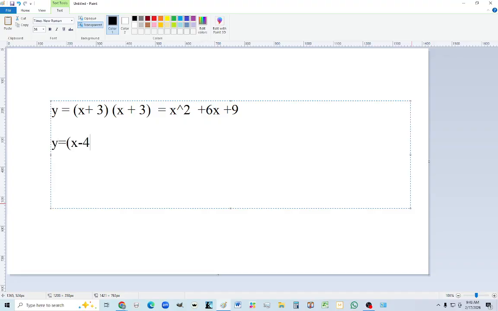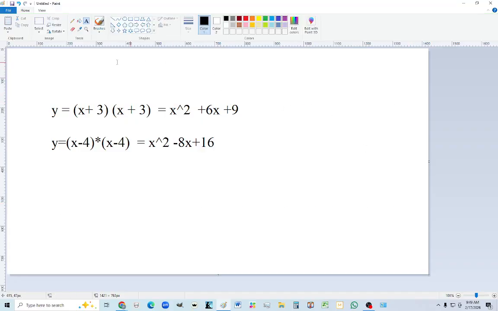This is also a perfect square, but with negatives. It's a perfect square because both those factors are the same. This one becomes minus 4x, which is minus 8x, plus 16. But let's notice this pattern, because this pattern is important to notice and saves us a lot of time. Math is about learning a method and then improving on that method.